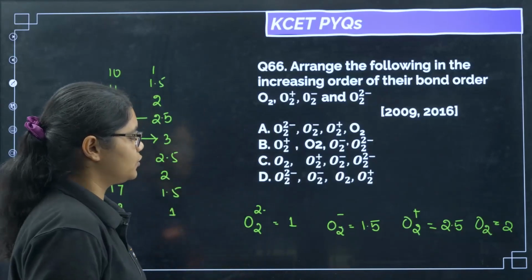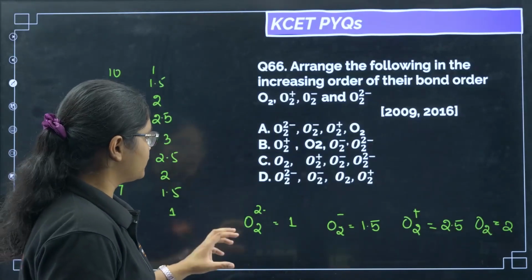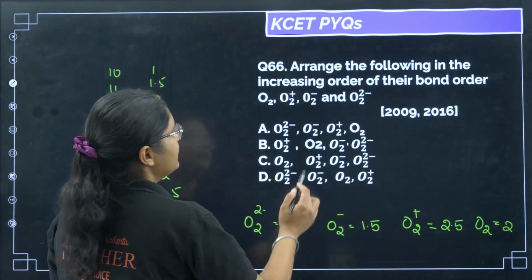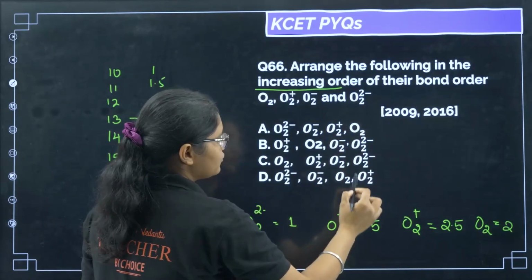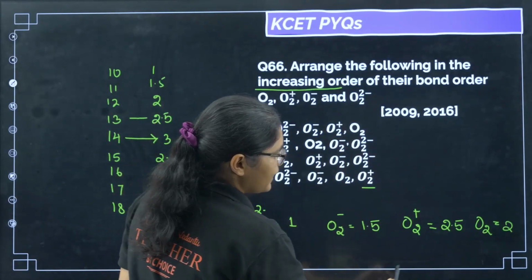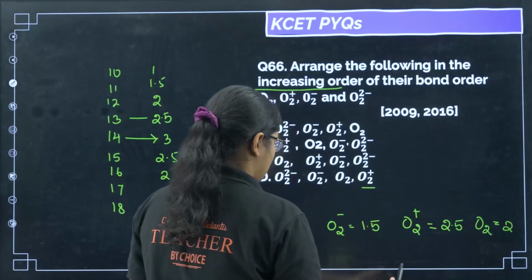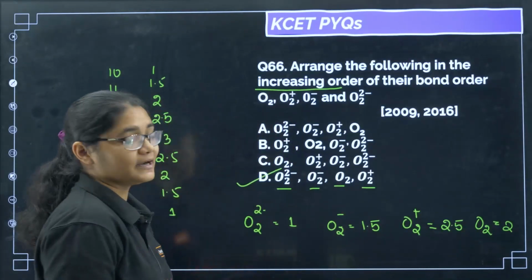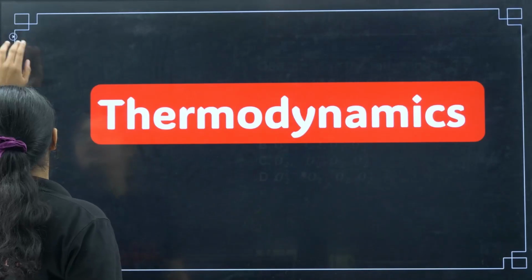Okay, so now what I can get, you can see the highest bond order is in O2 plus, right? In the increasing order, O2 plus will come at the end, then I have 2, that is my O2, then I have O2 minus and then O2 2 minus, that is option number D.